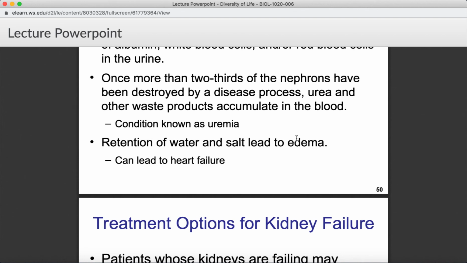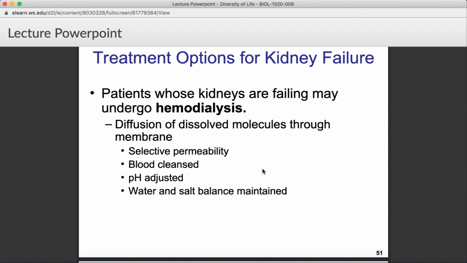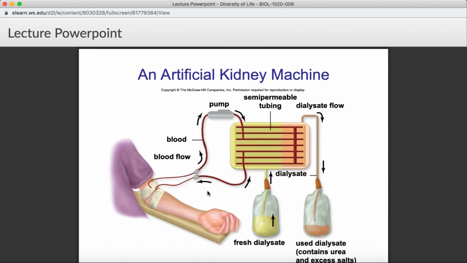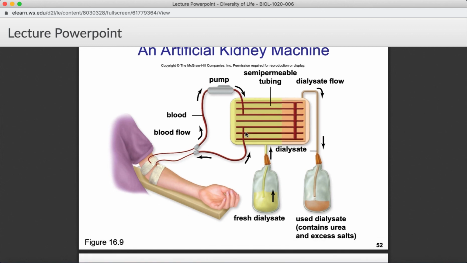You're retaining fluid in your whole body and tissues are swelling up, puffing up. This can lead to heart failure because the heart has to move all of that fluid around as best as it's able. If your kidneys are failing, you can undergo hemodialysis, which, every week or two, whatever it works out to be, you have to have your blood filtered through a selectively permeable membrane that cleanses the blood, adjusts the pH, maintains the water and salt balance, and then recirculates it back into you. Something like this. Essentially, this is an artificial external kidney, and you're just running blood through and circulating it back into your system.